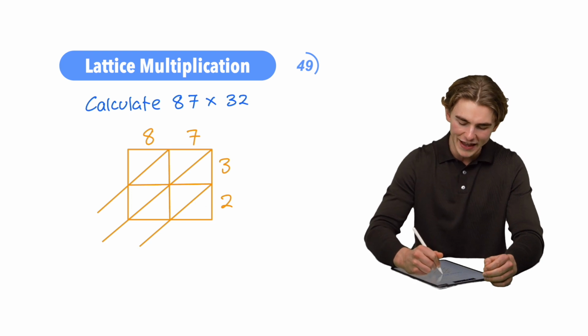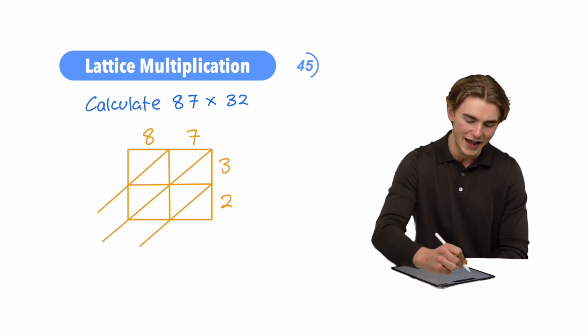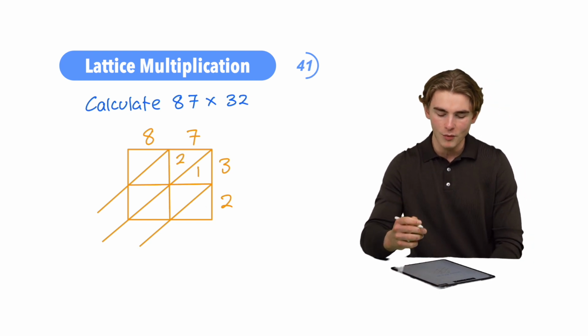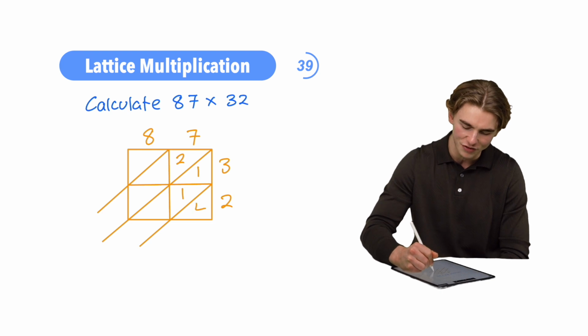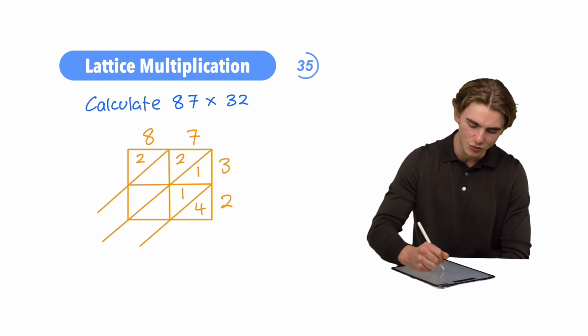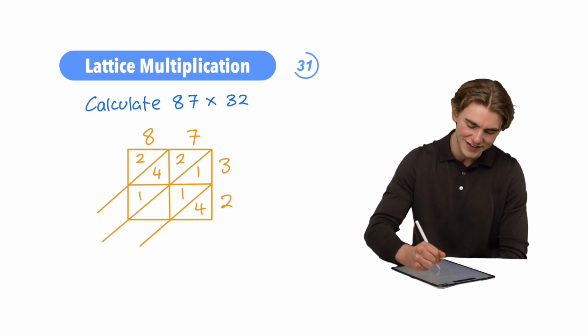Now we're going to multiply each of the numbers in the rows and columns to fill in our gaps. What are we going to have? Top right, we're going to have 7 times by 3, that's going to be 21. Bottom right, we're going to have 7 times by 2, that's going to be 14. In the top left-hand side, we're going to have 8 times by 3, that's going to be 24. And finally, bottom left, 8 times by 2 is going to be 16.